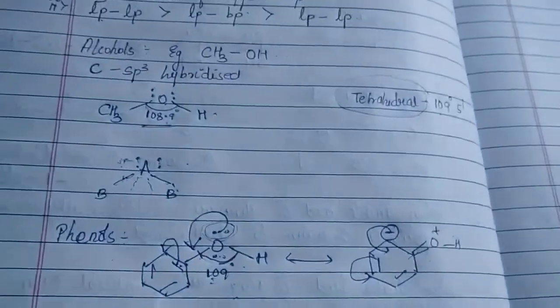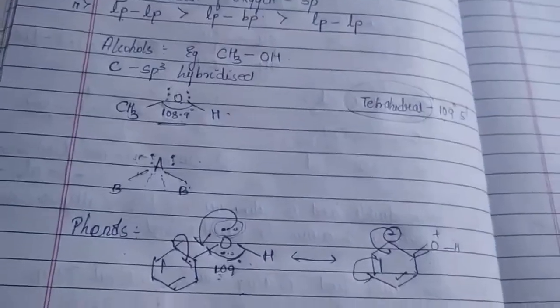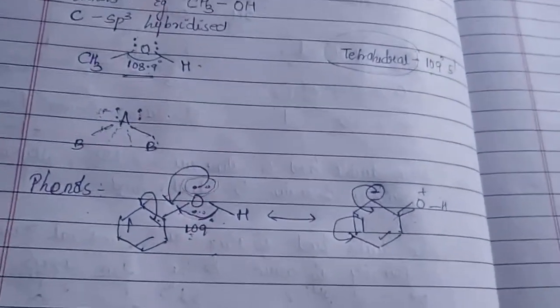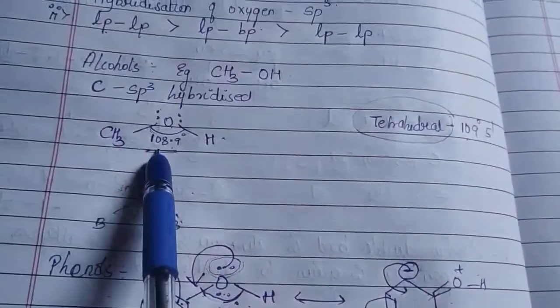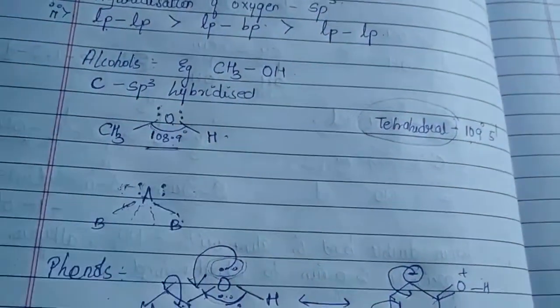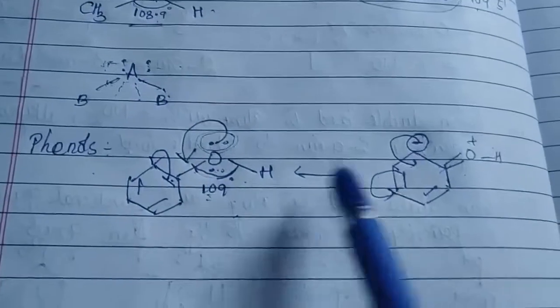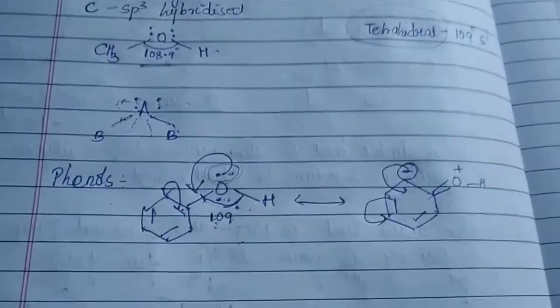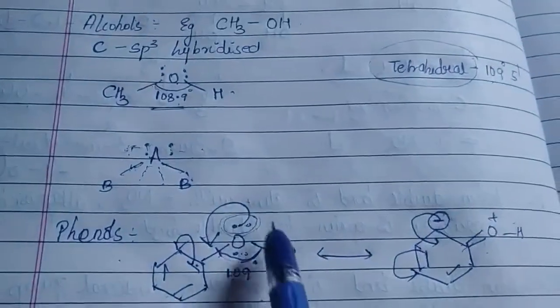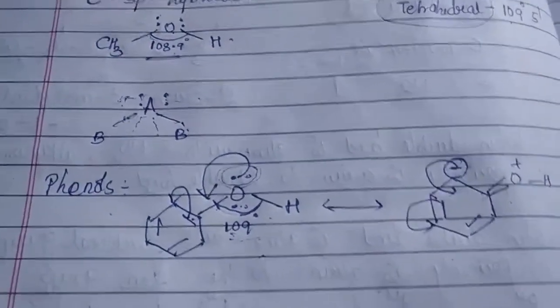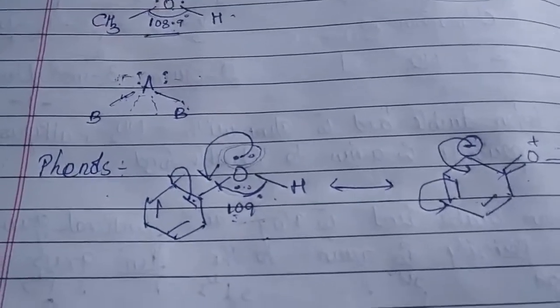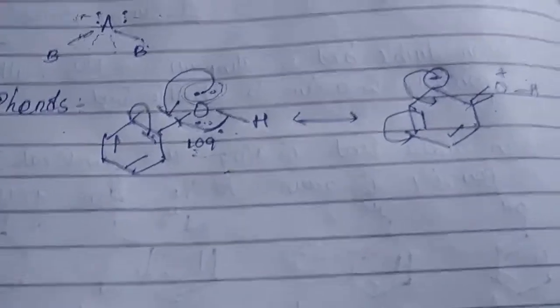So in this way we can easily say why there is a reduction in the bond angle of your phenols. Is that clear? So in the normal alcohols we have seen it has been reduced to nearly 108.9 degrees, whereas in the phenols we are observing it has been reduced to 109 degrees. Why is it so? Because here the lone pair of electrons have been involved in your resonance to form an sp2 hybridized carbon atom which will be having a C=O double bond character.